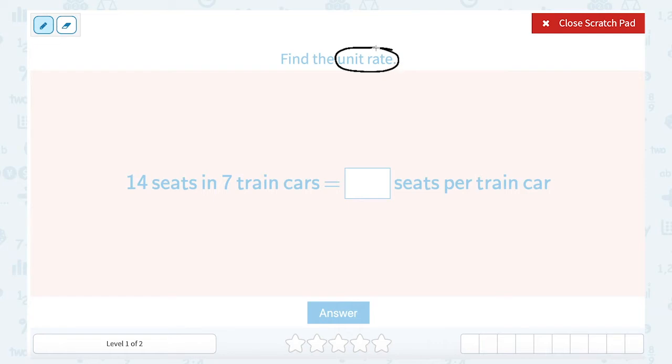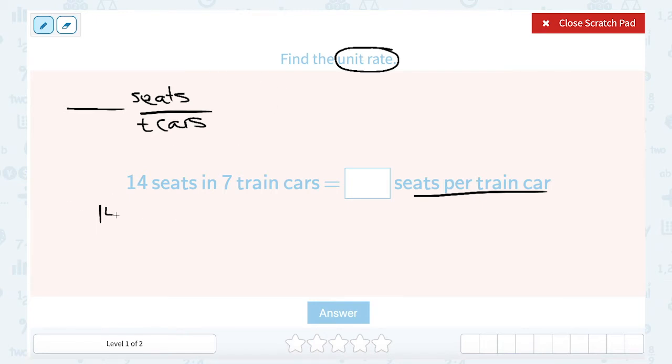Well, a unit rate is how many for just one, or essentially we want to make the denominator, the bottom of the fraction, equal to 1. So if we think of this as a fraction, notice it says seats per train car, per is always the fraction line. So we want to set it up so we have seats on the top of our fraction and cars on the bottom, or train cars on the bottom. I'll put T cars.